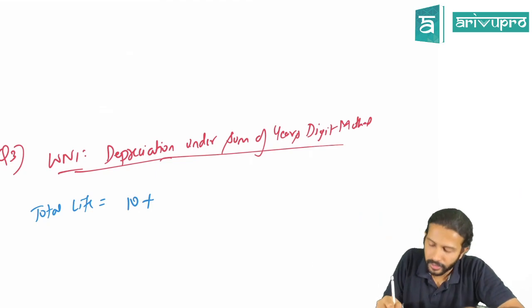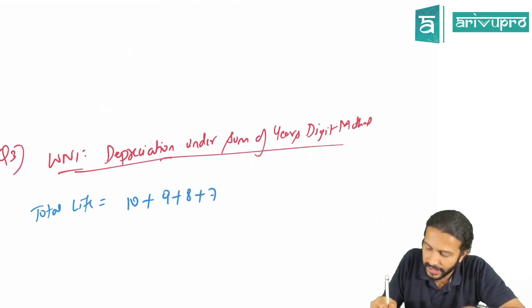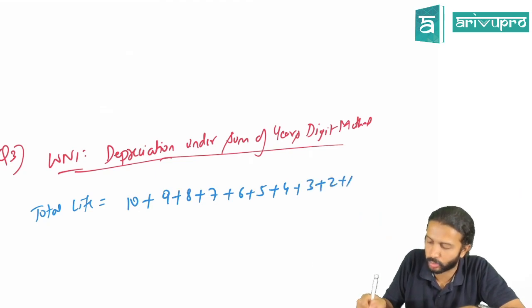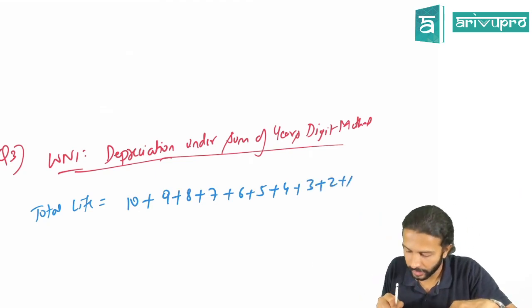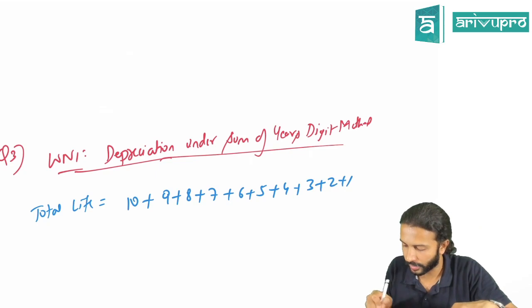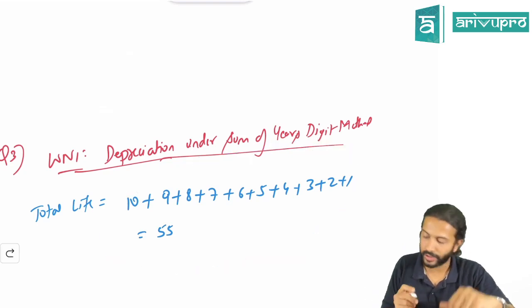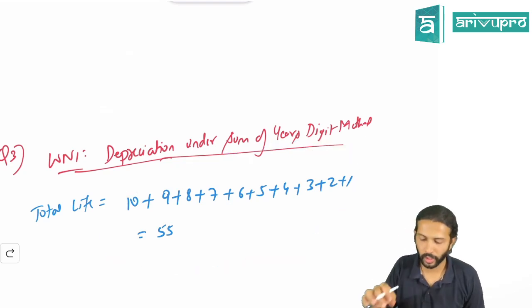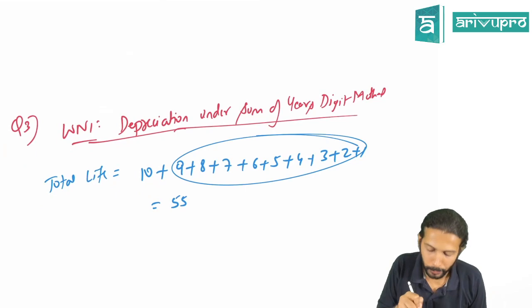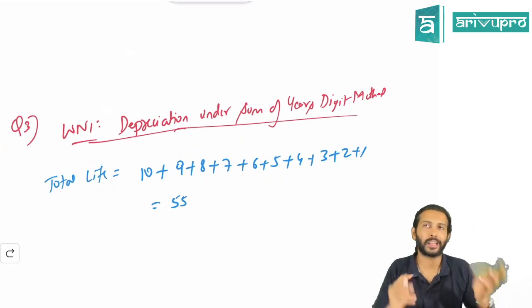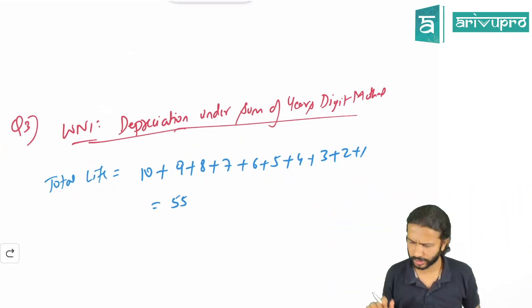Take from 10: 10 plus 9 plus 8 plus 7 plus 6 plus 5 plus 4 plus 3 plus 2 plus 1. How much are you going to get? 19, 27, 34, 40, 45, 49, 52, 54, 55. If you sum up all this, are you getting 55? Okay. This is one approach using which you can find out the total life, just summing up all the digits. That is the first step.